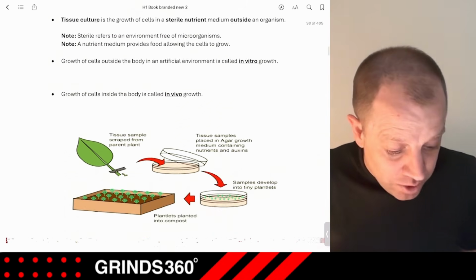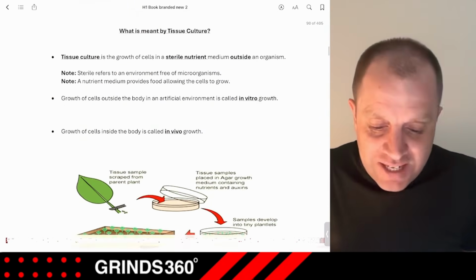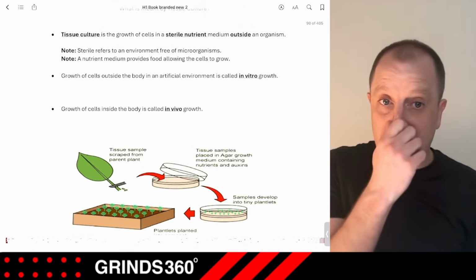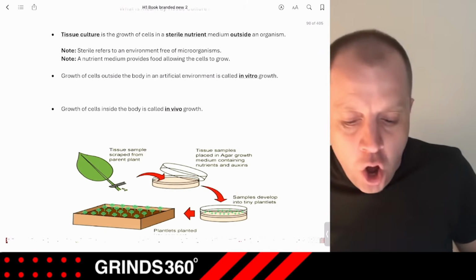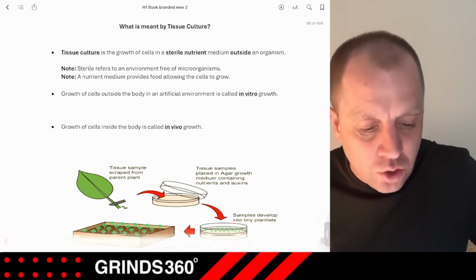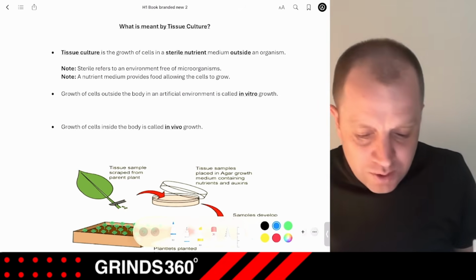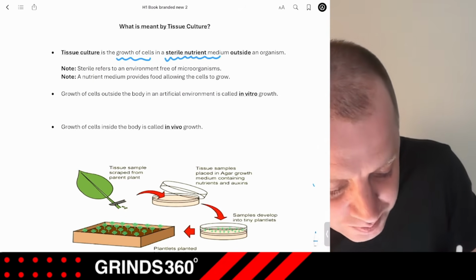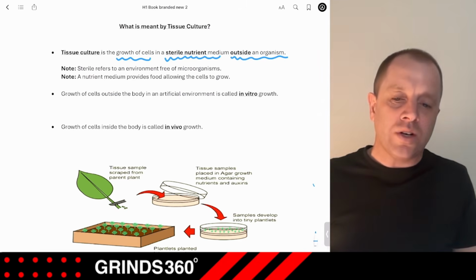Now, let's go to the bottom of page 89. That's half the chapter done, so now we're looking at the second half, and this is a very short chapter. What we need to know is the term tissue culturing. Tissue culturing means growing cells in a sterile nutrient medium outside an organism.